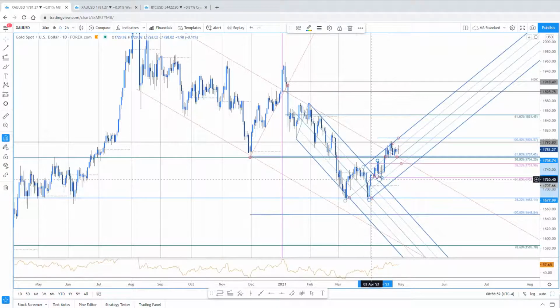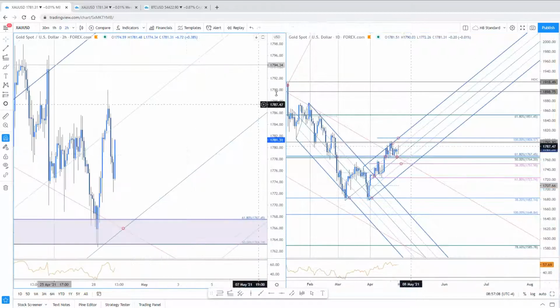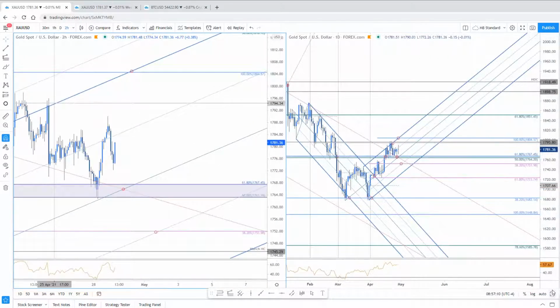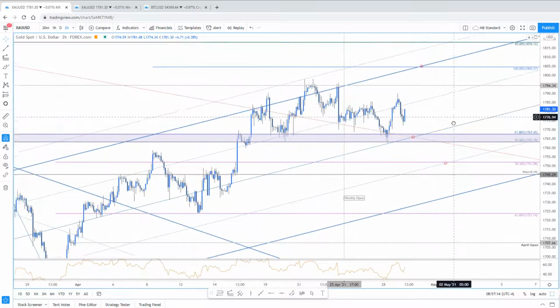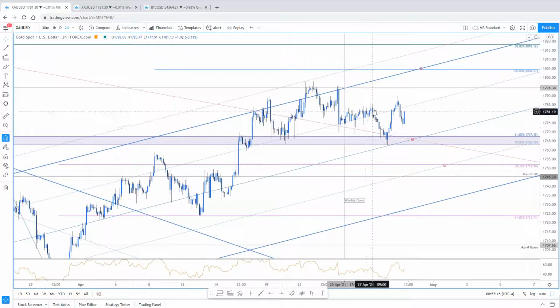But as it stands now, the whole focus and the risk was for exhaustion into uptrend resistance here. You need a break below 1767 to suggest a bigger correction. Here's the intraday chart. FOMC just did nothing. FOMC, all it did was charge a full stretch of the weekly opening range.